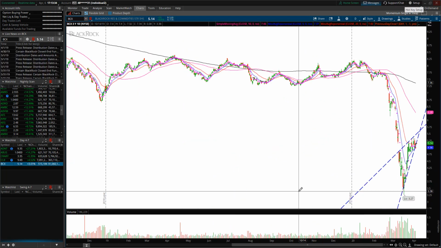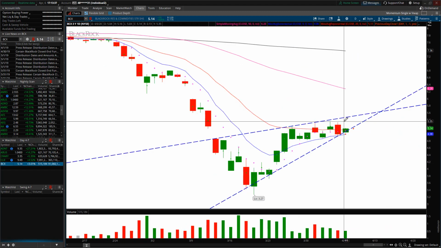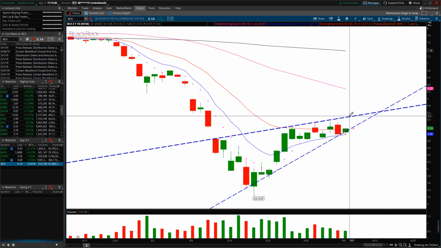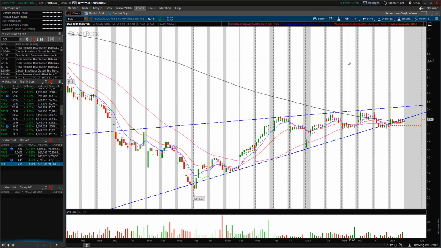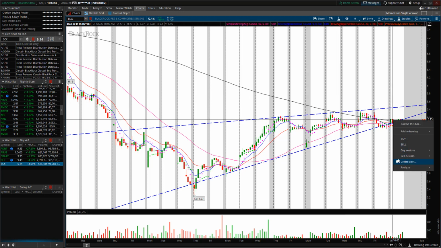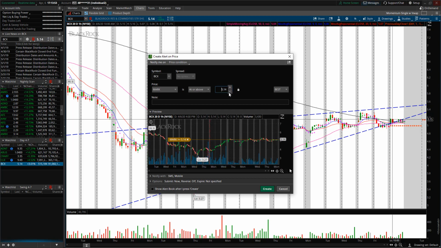And BCX, last one, kind of a rising wedge. 550. Rising wedge, watch if support holds and moves up with resistance around 550-ish.